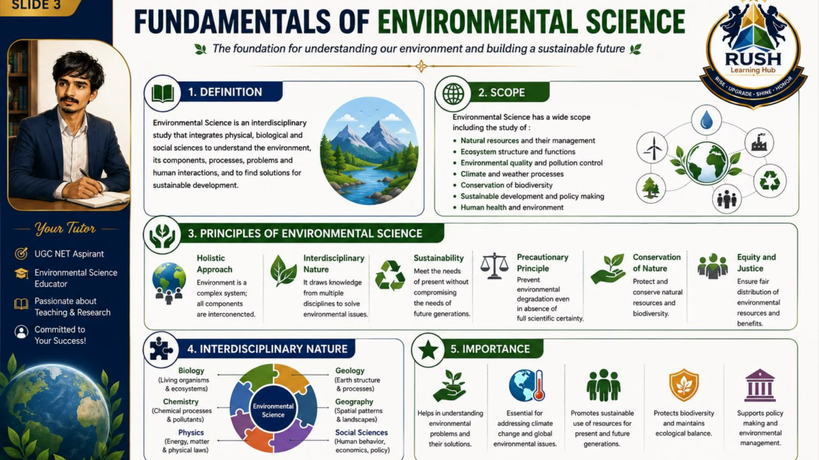Environmental science is an interdisciplinary field of study that examines the interactions between humans and the natural environment. It combines knowledge from physical sciences, biological sciences, and social sciences to understand environmental processes, identify environmental problems, and develop sustainable solutions. In simple terms, environmental science helps us understand how nature works, how human activities affect the environment, and how environmental changes influence human life.